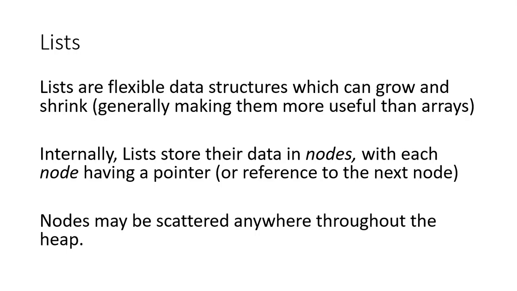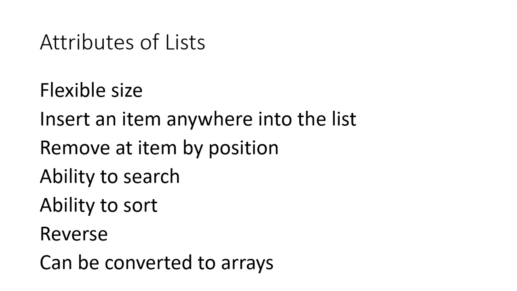But the takeaway there is that to get something out of a list, you have to traverse the list and go on this scavenger hunt through the computer's memory, whereas in an array, everything is contiguous. So that's the downside. Lists can grow and shrink as long as you have enough memory to store all those nodes. But the key thing is that they're flexible in size, and that generally makes them more useful than an array.